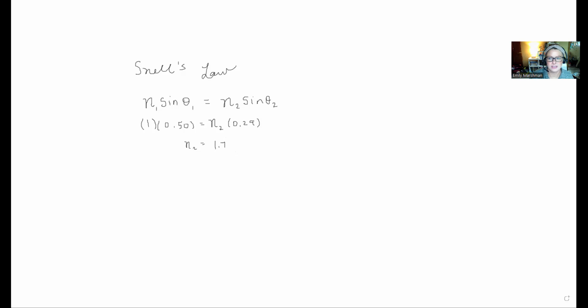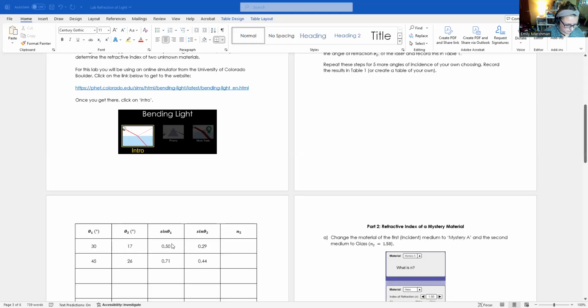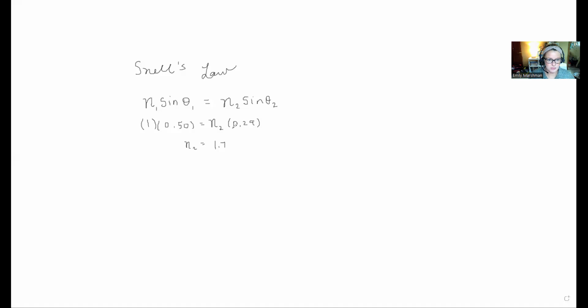Let me look at the next trial because it should be 1.5. That might have just been because my angles were a little bit off in the measuring tool. Let me look at my second trial, and let me test it one more time. You can do it multiple times and hopefully you get an average of around 1.5, but it's okay if it's not exactly close. So again, N1 was air.